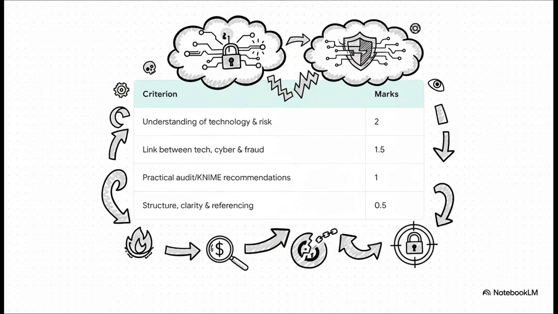Now, how do you get top marks for this? Let's look at the grading. See that? 2 full marks, the biggest chunk, are for how well you understand the tech and its risks, and another 1.5 marks for linking it all to cyber and fraud. So you know exactly where to put your focus. It's not just about writing, it's about deep analysis.